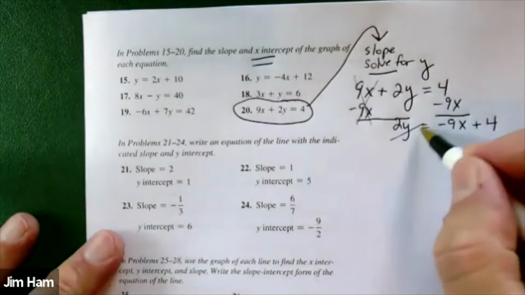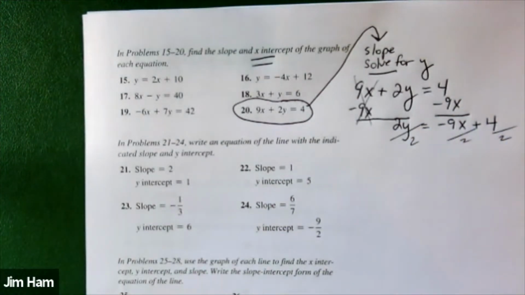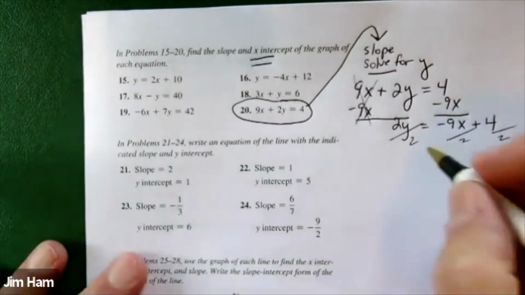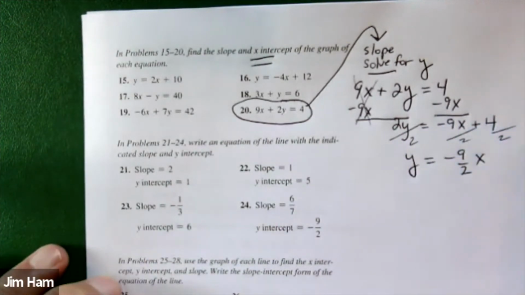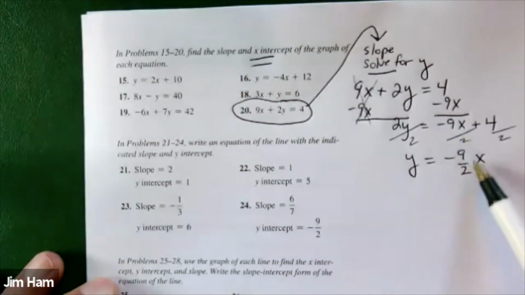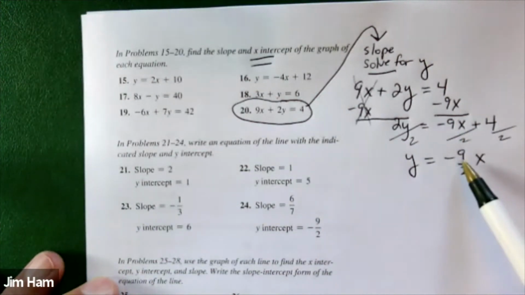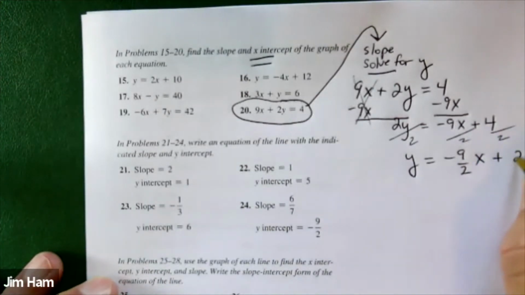And then finally, we're going to divide by 2 to get the y by itself. y equals negative 9/2 x. See how I rewrote this? Some of you are writing negative 9x over 2, which is also correct. It's just that when we want to find the slope, we want to bring the number out front because the number out front is the slope. And then plus 4 over 2, which is 2.